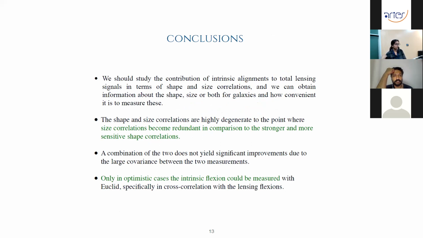We saw that shape size correlations are highly degenerate. So size correlations are becoming redundant in comparison to the stronger and more sensitive shape correlations. And only in optimistic cases, when we measure the intrinsic flexion with Euclid, we could specifically measure them if we look at them in cross correlation with lensing flexions.